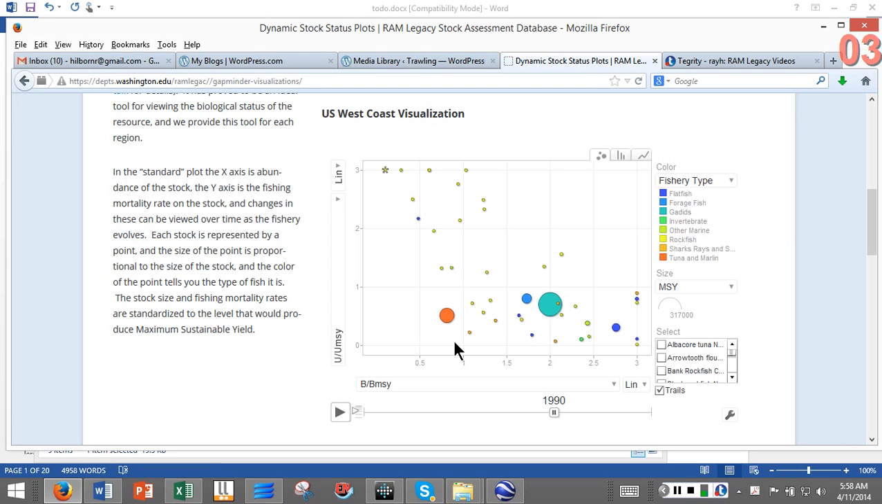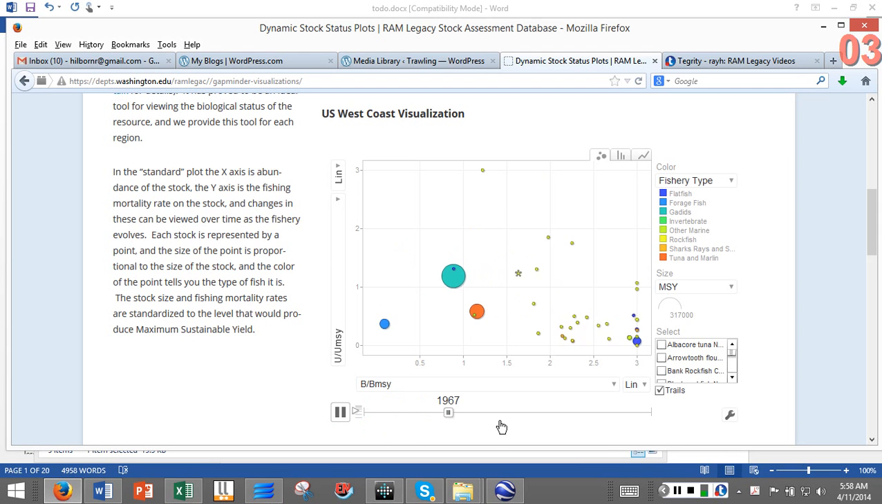Now we can run this history of the region by sliding time back to the beginning, starting in 1950, and letting it run automatically. Now I'm going to stop it in the mid-1970s simply by clicking on the time slider. There we are, we're in 1976. And what we saw is some stocks pop onto the graph when their assessment data began. In the mid-1970s, this region was just starting to develop.